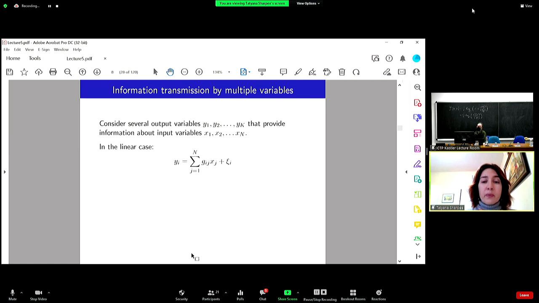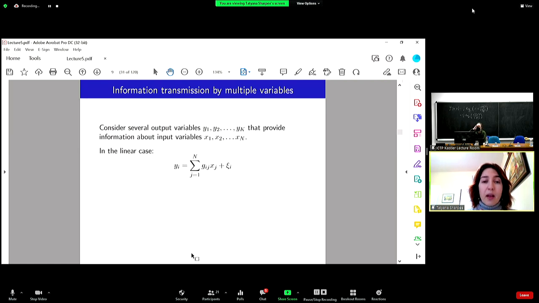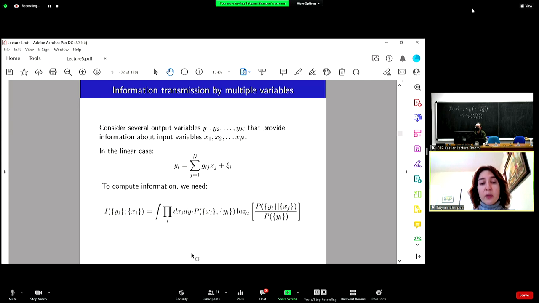So this is a repeat of the expression for the information as we had before, and we can look at what functions we will need. Instead of x and y, we have a set of x and a set of y, and we are computing the mutual information between them. So we will need the joint probability distribution between them, which may be difficult to write down. Instead, we will write it as a product. We will need a conditional distribution, P of yi given xj, and P of responses.